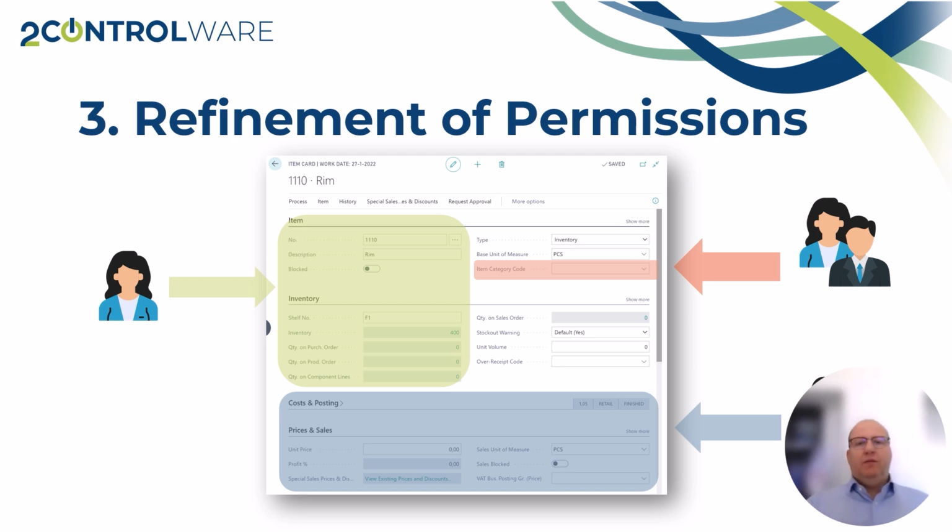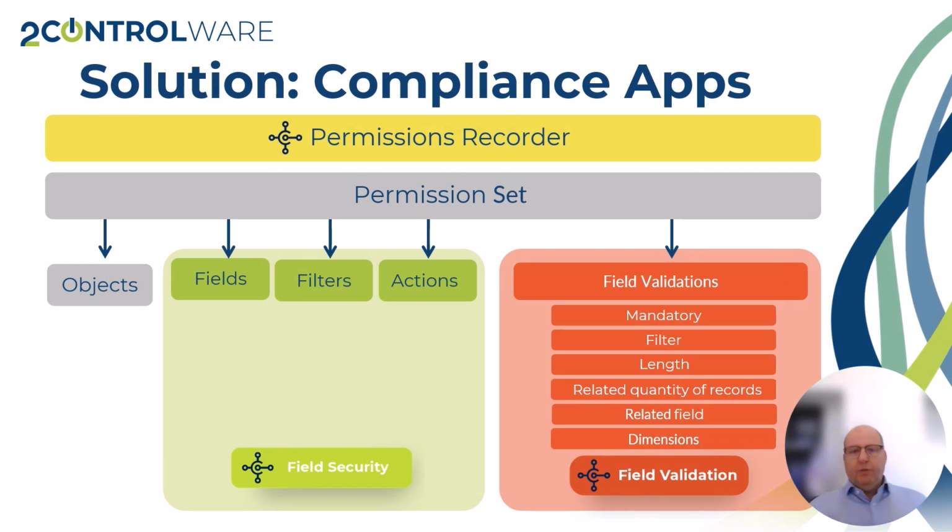Next thing you want to do is you want to be able to refine permissions. So that means that if you look at your setup in Business Central, for example, the item card, you would want to say marketing can change these fields, purchase can change these fields. And for both, I would like to check that certain fields are entered in compliance with our business rules. So you need some tooling for that because standard BC doesn't offer that. And what we have there is basically three modules. First of all, our Permissions Recorder that makes it easier for you to record permissions and to make really specific permission sets for a certain role or task.